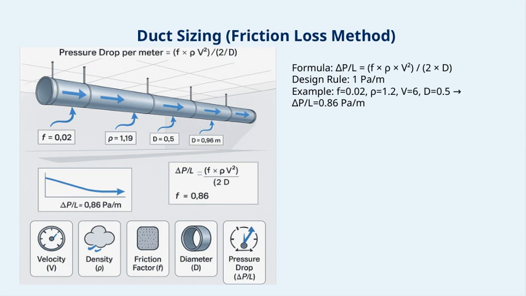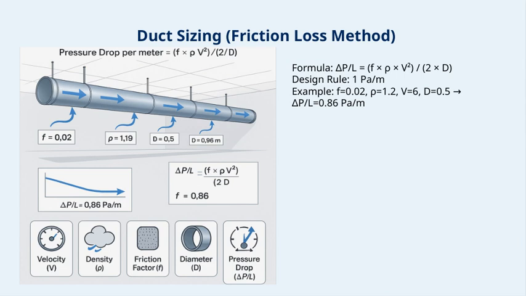For example, if we take typical values like a friction factor F of 0.02, air density rho of 1.2 kilograms per cubic meter, a velocity V of 6 meters per second, and a duct diameter D of 0.5 meters. Plugging these into the formula gives us a pressure loss of approximately 0.86 pascals per meter.